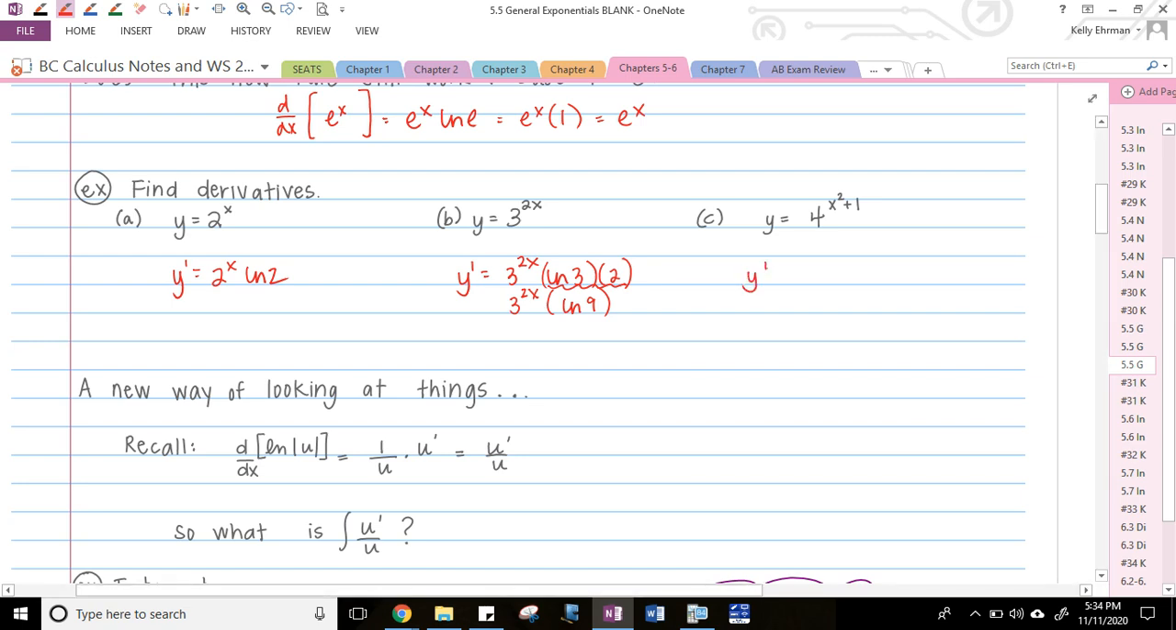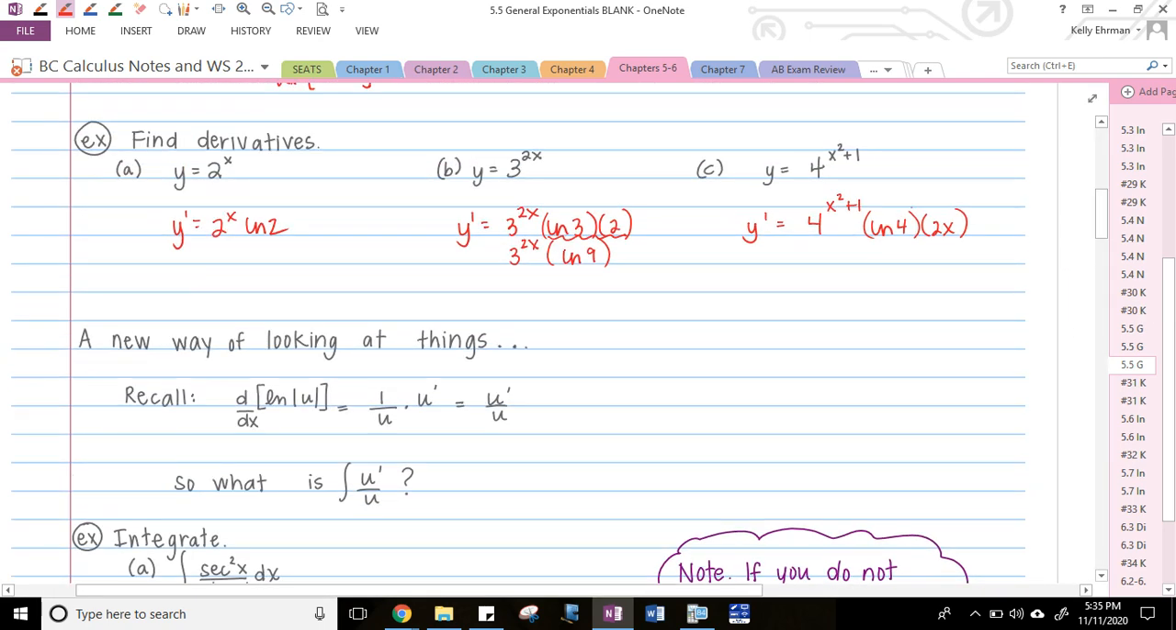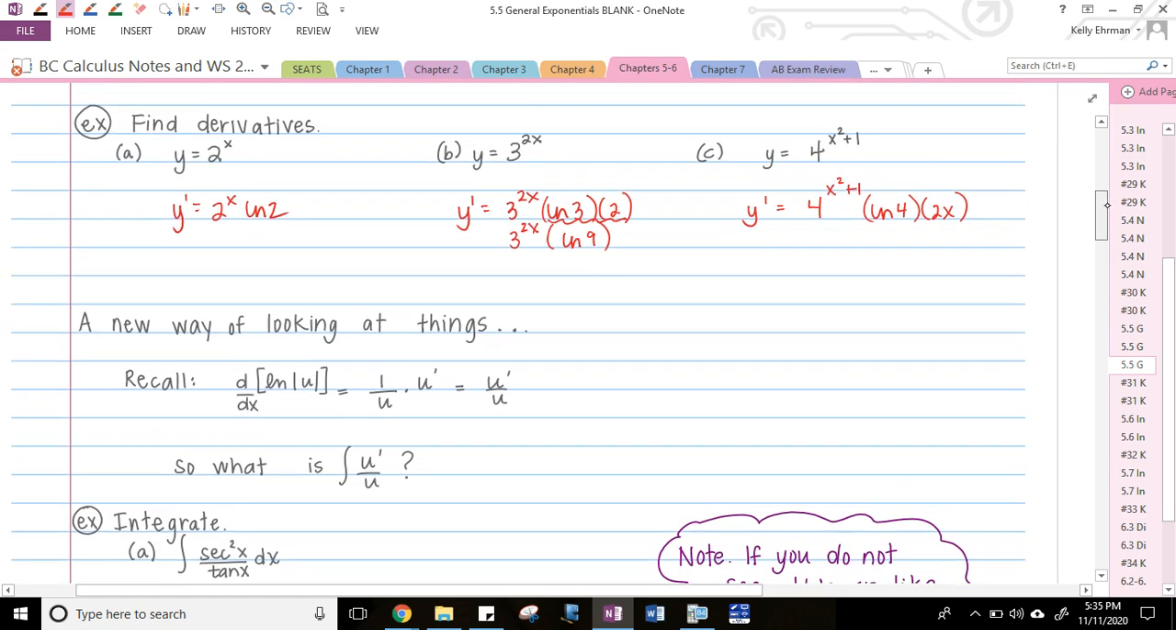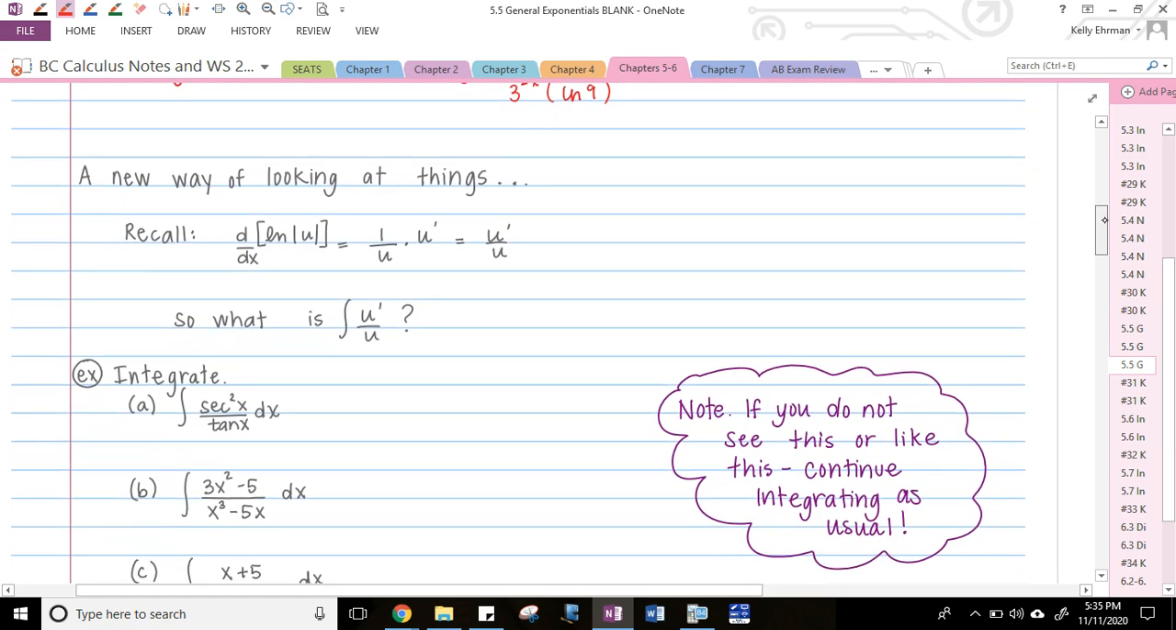For c, the derivative is 4 to the x squared plus 1 times natural log of 4 times the derivative of x squared plus 1, which is 2x. Right? And again, yes, that can be rearranged. It could be 4 to the 2x in there, inside your natural log, and whatever else.